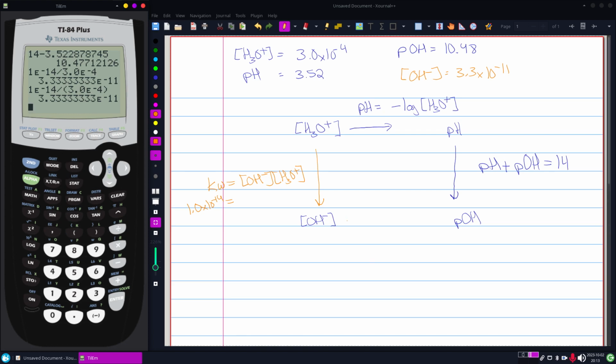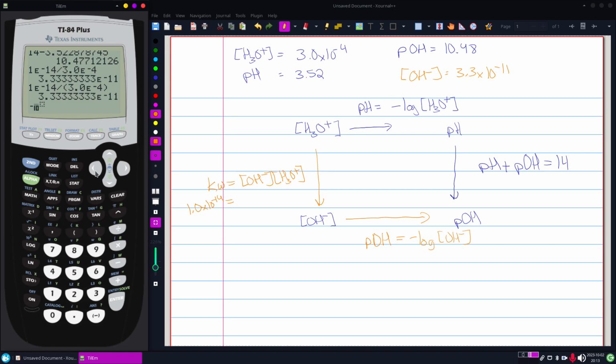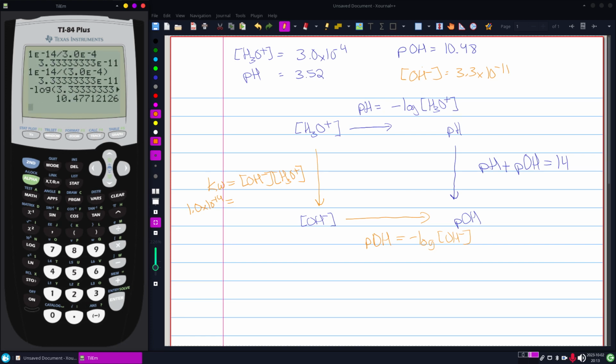All right. Once you have the OH concentration, you can turn it into the pOH by an equation similar to that thing up on the top here. pOH is the negative log of the OH concentration. So I'm going to do negative log of that value, and I get that 10.48 again.